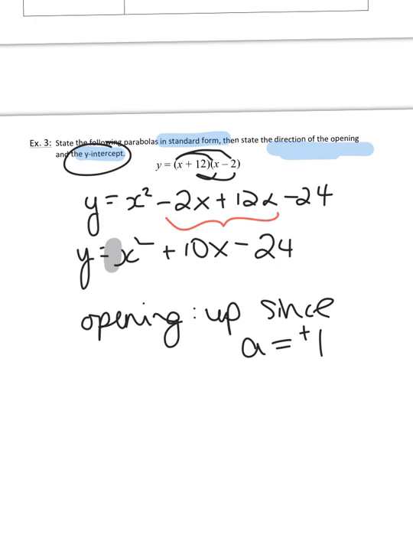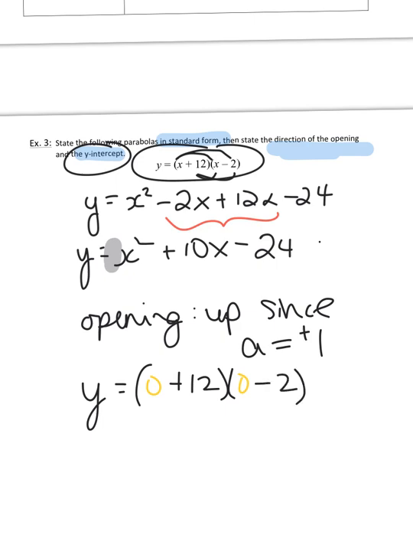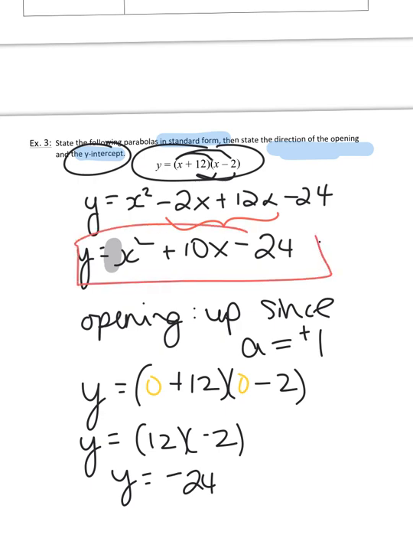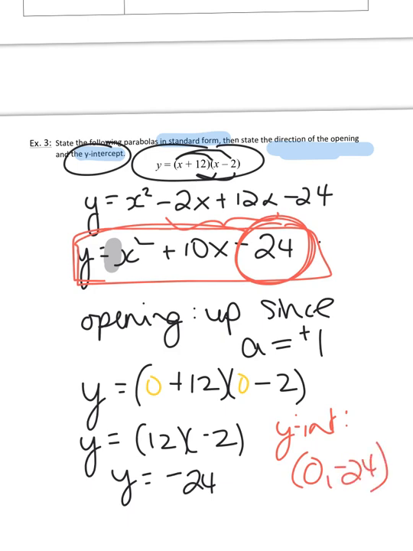What is the y-intercept? So if I go and plug zeros into my equation, my original equation or the one that is expanded, your choice. If I plug zeros in here, 0 plus 12, 0 minus 2, what's my y-intercept going to be? I'm going to get 12 times negative 2, so it's going to be negative 24. Oh, well look at that. Right here in my standard form, I have negative 24 right on the end. So my y-intercept is going to be 0 for x and negative 24 for y. So that's how we solve that one.